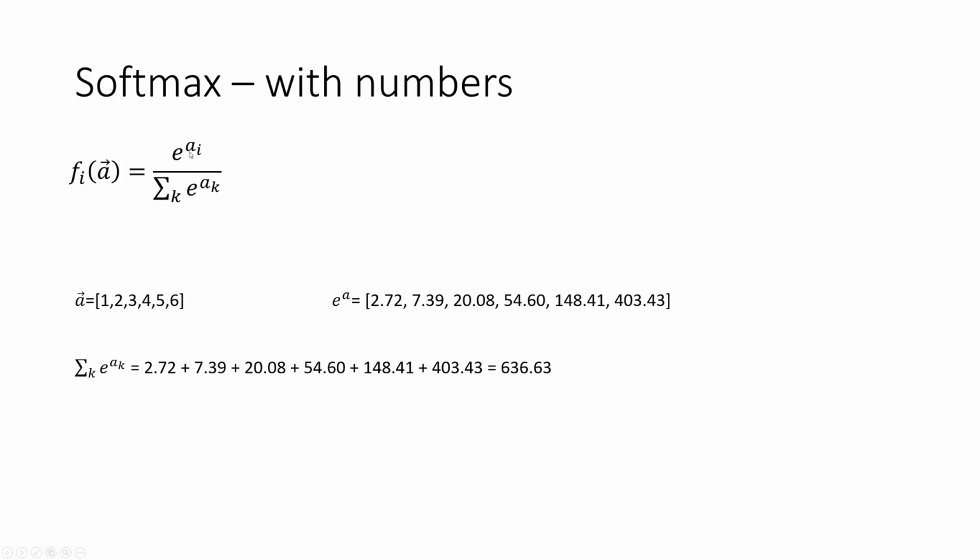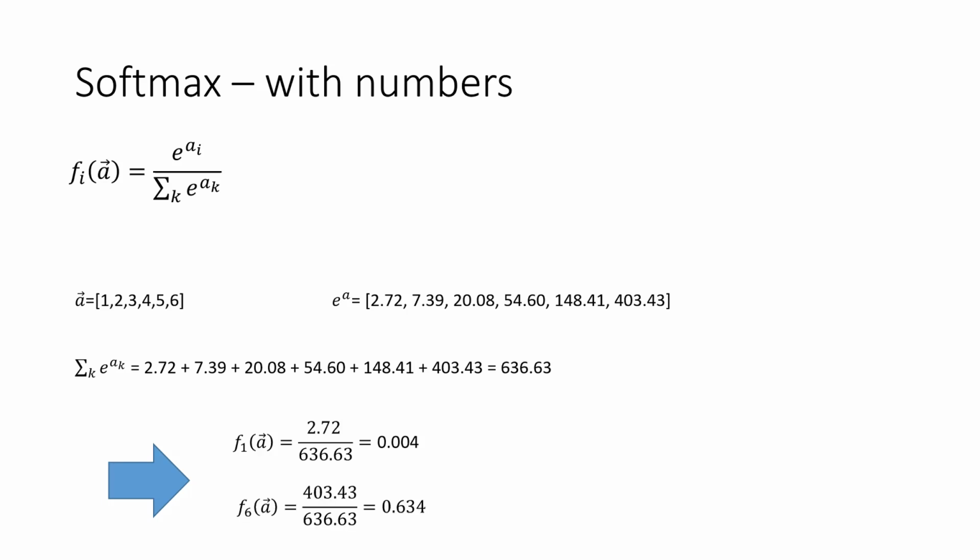We just need to divide this number, for example, by this sum, and we get the activation output for one specific index. So for example, f1 of the vector a would be 2.72 divided by 600, and it would look something like this, and this would have a probability of 0.004. Same for f6, which would have a probability of roughly 63%. And that's the basic understanding of the softmax.